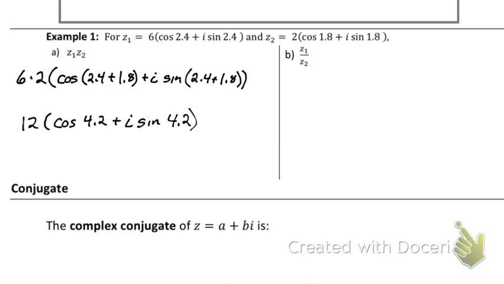So, to solve that, would we do cosine 4.2 plus i times sine 4.2, and then multiply the answer, cosine 4.2, times 12? Yes. It'd basically be distributing this 12 to the cosine 4.2, but you'd go in your calculator, make sure it's in radian mode, and actually do that.